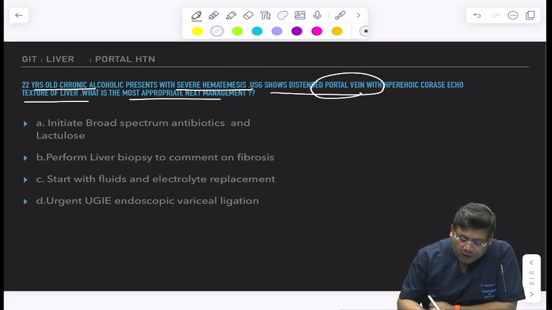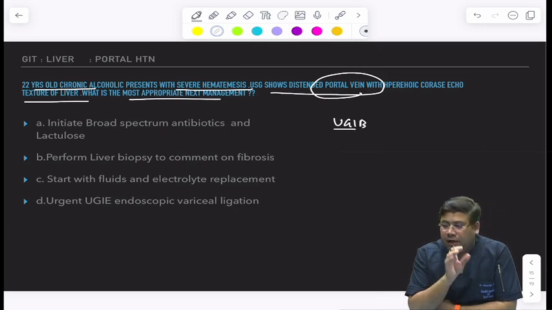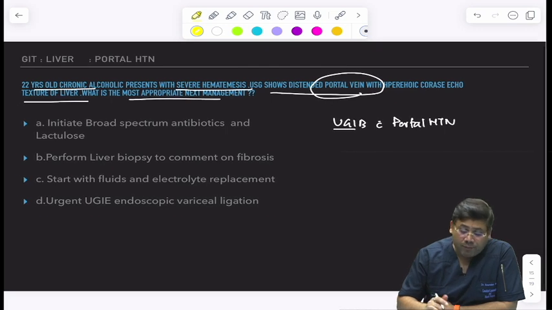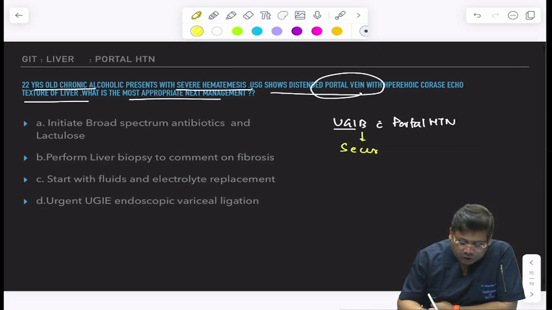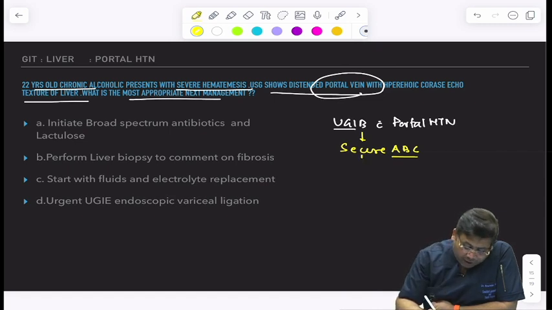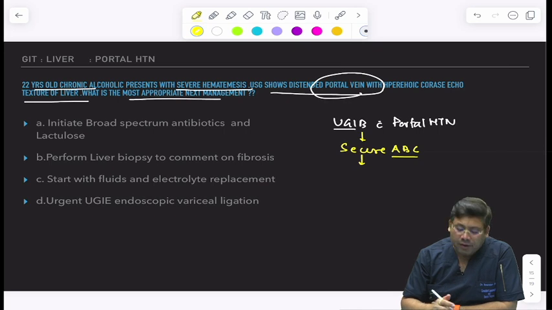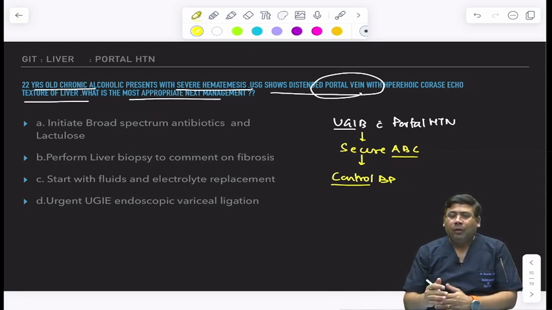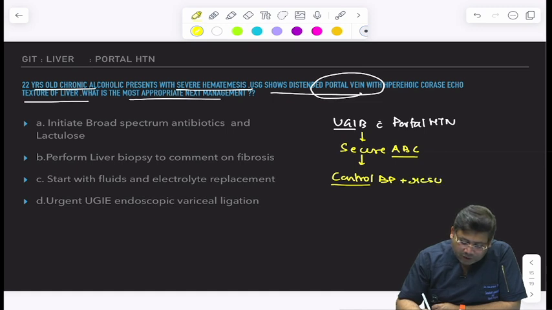Bachche, you are dealing with an upper GI bleed associated with portal hypertension. What is the protocol? This is really important. The first thing you will do is secure ABC. You will not do anything else first. After this, the next thing is you need to control the blood pressure and stabilize the patient. So controlling the blood pressure and resuscitation of the patient is very, very important.